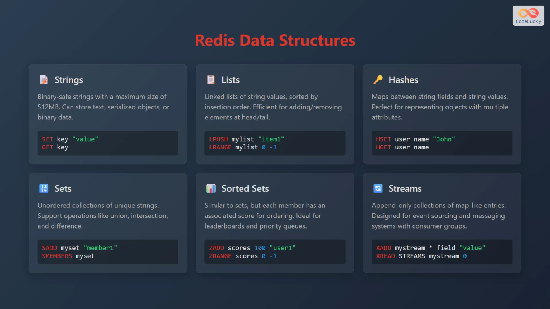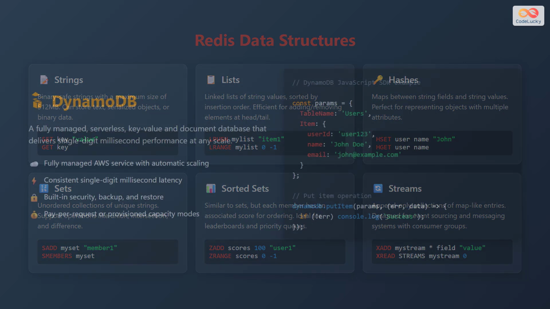Finally, streams are append-only collections of map-like entries. They are designed for event sourcing and messaging systems with consumer groups. Example: xadd mystream * field value, xread streams mystream 0.